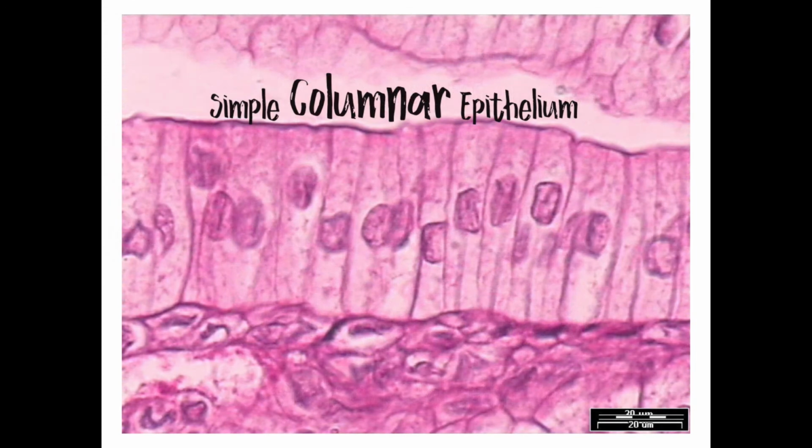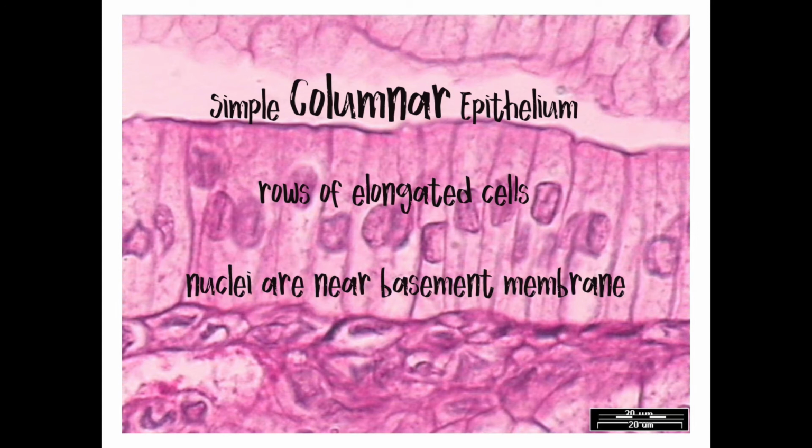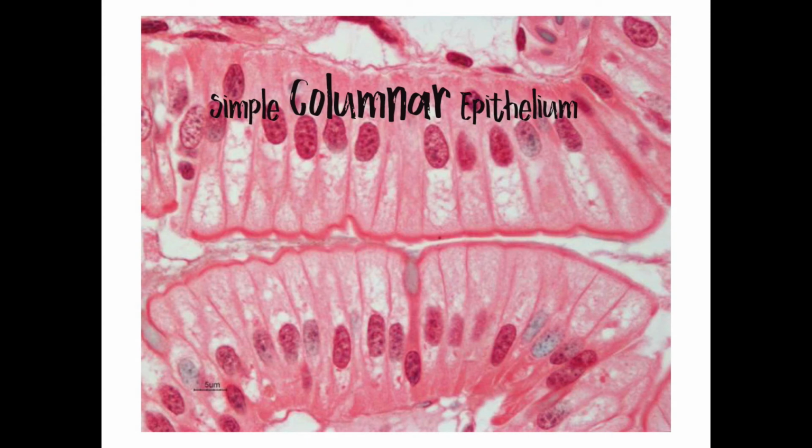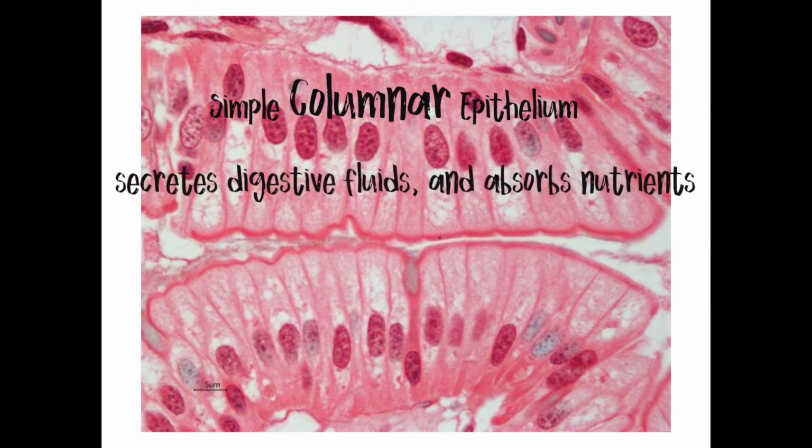Okay, and then you have simple columnar. Simple columnar, you'll see that columnar, it's column, so it's a much longer elongated cell, and then the nuclei are fairly leveled out. Okay, so they're elongated cells, much thicker. So the nuclei are near the basement membrane at the bottom. Okay, here's another image of that. Okay, so they secrete and digest fluids and absorb nutrients.